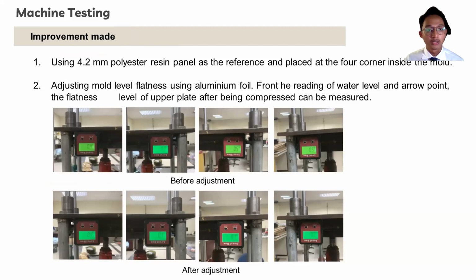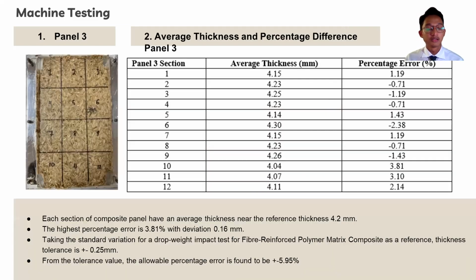Improvement is made by, first, using a 4.2 millimeter polyester resin as the reference panel and placing it at the 4 corners inside the mold. And second, adjusting the mold level flatness using aluminum foil. As you can see here, there are two pictures, which are the reading before adjustment and the reading after adjustment. This reading shows the tilt of this plate.